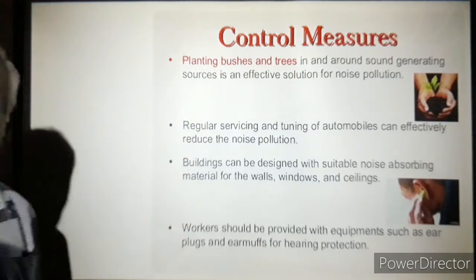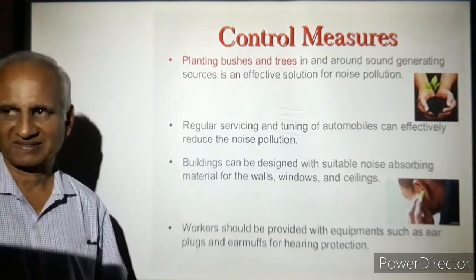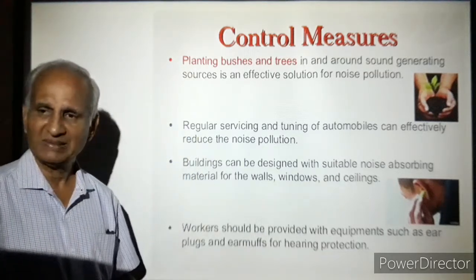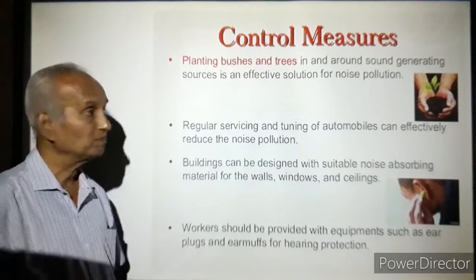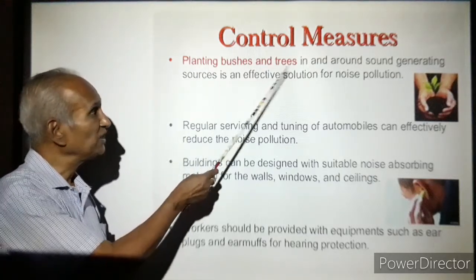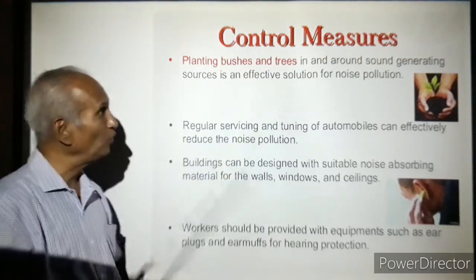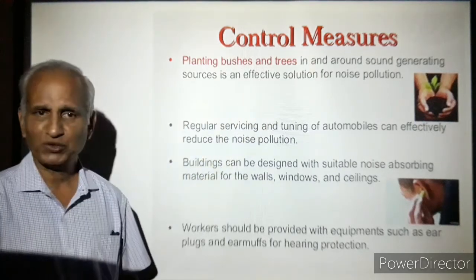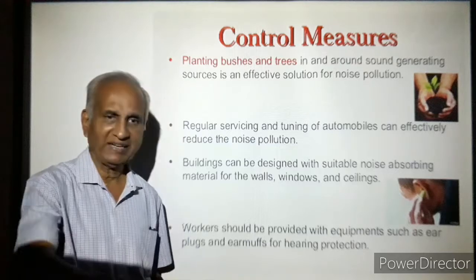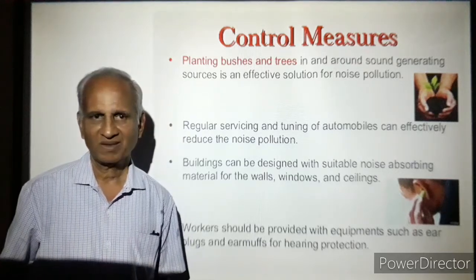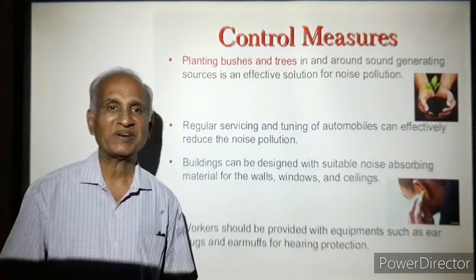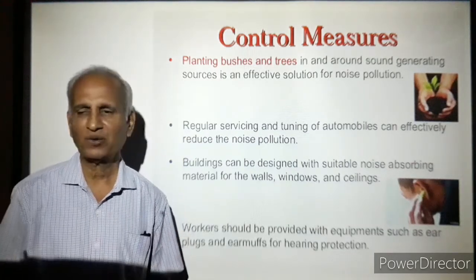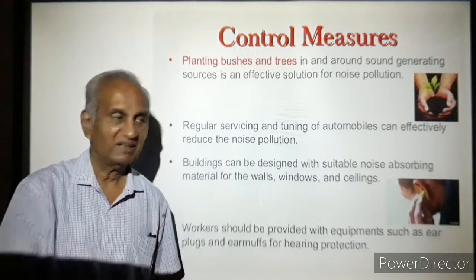Now, how to control? Control measures. How to control? See, some of these are very simple. We can practice. Plant bushes and trees in and around sound generating sources is an effective solution for noise pollution. If there's too much of sound, plant trees around. Plants absorb sound. Having trees around, bushes around, these will help in reducing the sound level.